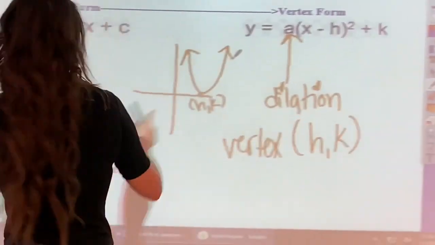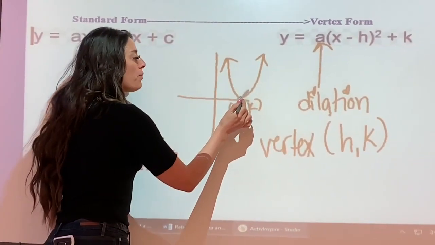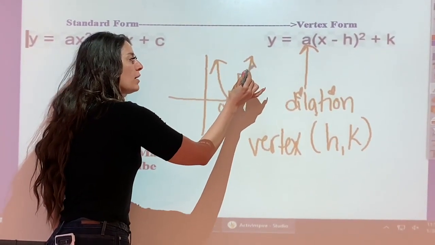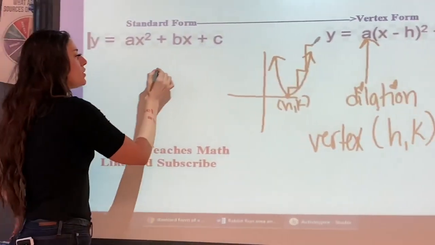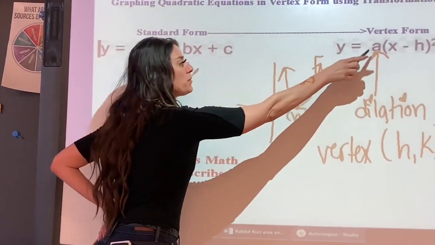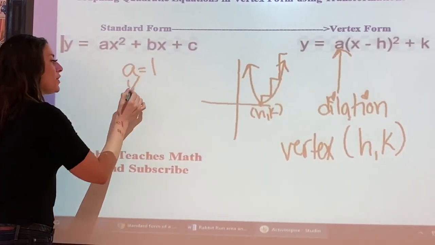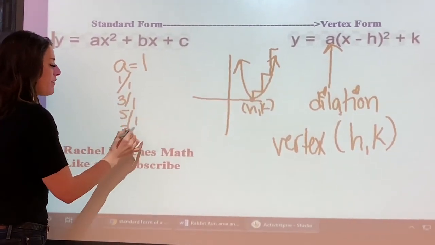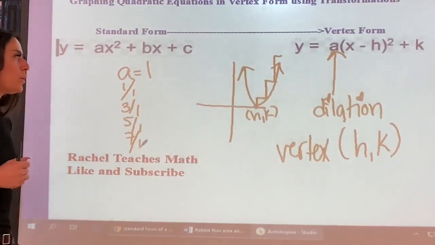Some important things to note before we start an example is that in a typical quadratic, your growth rate from the vertex goes up 1 over 1 to another coordinate, up 3 over 1, up 5 over 1, and that continues. So I usually write that out as if A equals 1, your growth rate is 1 over 1, 3 over 1, 5 over 1, 7 over 1, and that will continue.